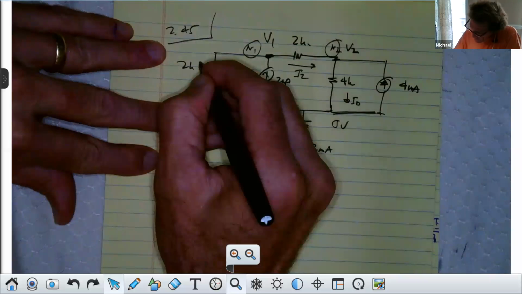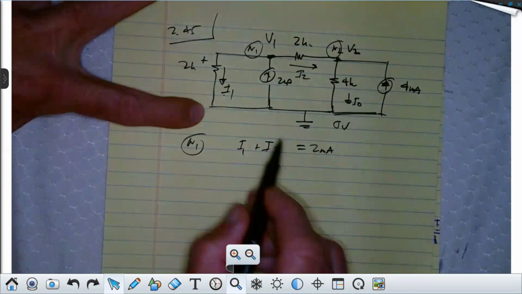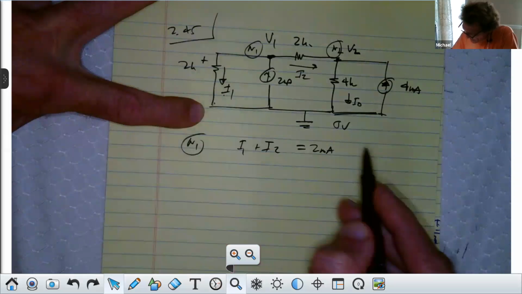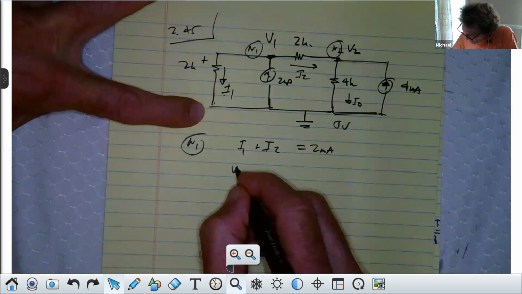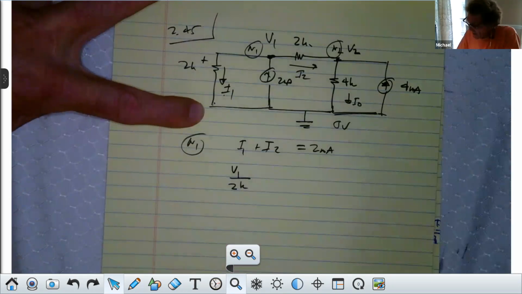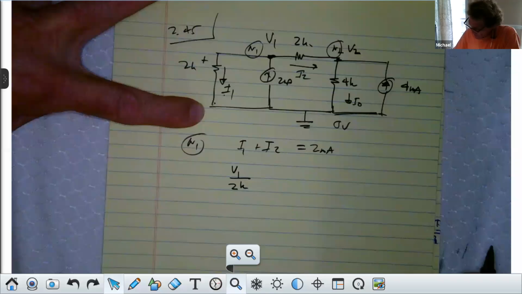Now, what's I1 in terms of the unknown voltages? What's the voltage on this side where I put the plus? V1. What's the voltage here on the negative where it would be coming out? 0. So here it would be V1 over 2K, right? We don't need the 0, do we? That's I1.